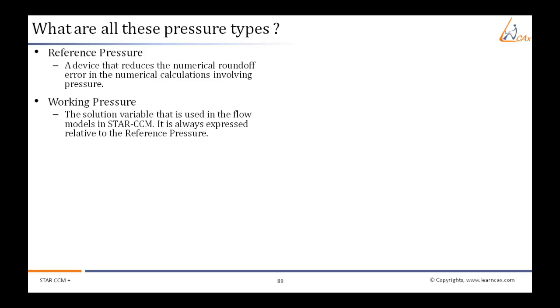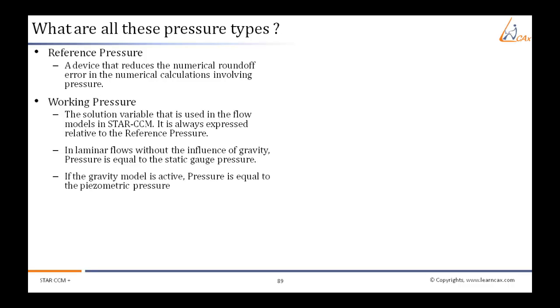Then we have the working pressure. This is the solution variable that is used in the flow models in Star CCM+. In the software, this is mentioned as simply pressure. Its definition is a matter of computational convenience and depends on the model selection. It is always expressed relative to the reference pressure. In laminar flows without the influence of gravity, pressure is equal to the static gauge pressure. If the gravity model is active, pressure is equal to the piezometric pressure.